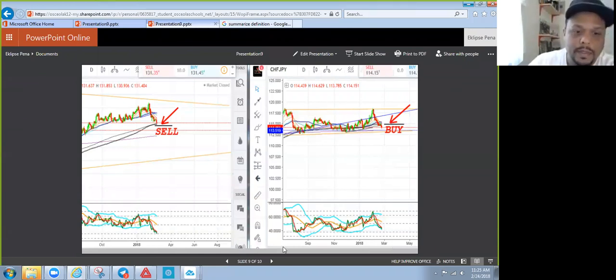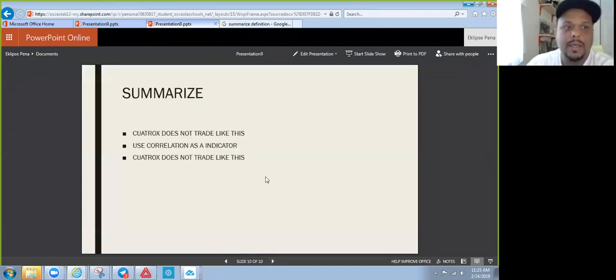Okay. Last one. To summarize what we were going through today, Cuatro does not trade like this. Period. This is just something that you guys want to put in your tool pouch. Second, use correlation as an indicator. Just use it to see how the pairs move. Do not trade how I just showed you guys. And third, Cuatro does not trade like this.